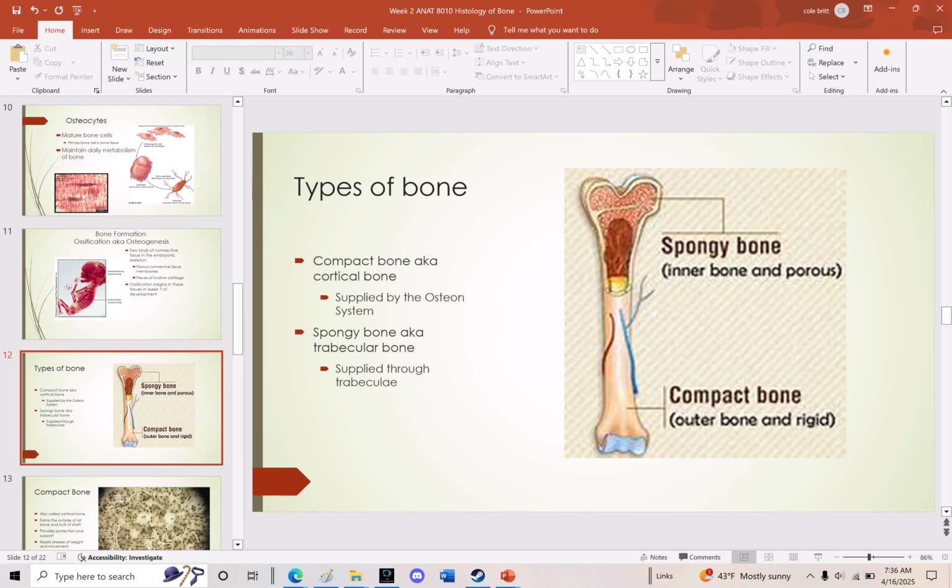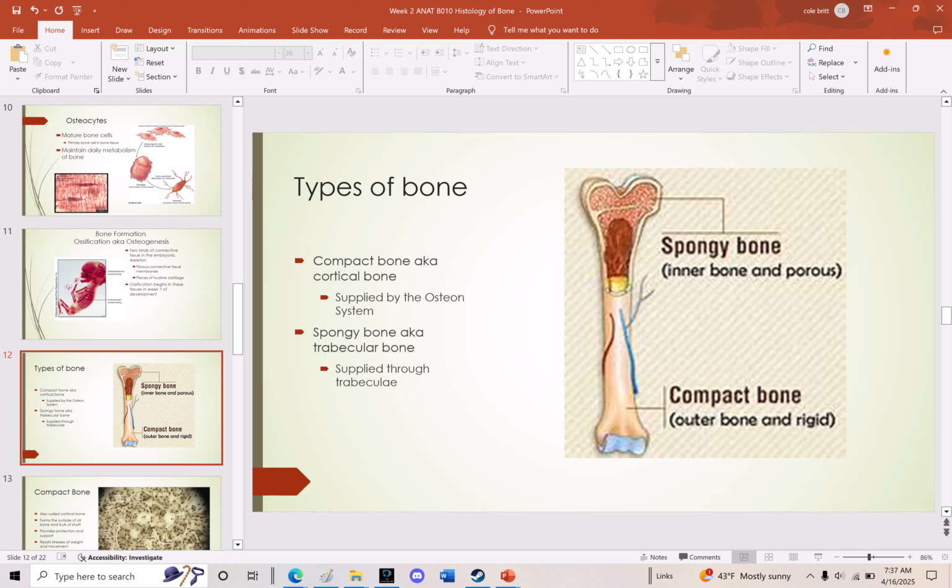We said compact bone is nice and compact. Everything's nice and tight. There's no room in between. Spongy bone is nice and open. There's space in between the cells. The compact bone is supplied by something known as the osteon system, and we're going to see that in just a second. Spongy bone is supplied through something called the trabecular system, but the fundamental components are exactly the same. So the cellular composition is exactly the same. The only real difference is the organization of those cells. With compact bone, it's called the osteon system. Spongy bone is the trabecular system.